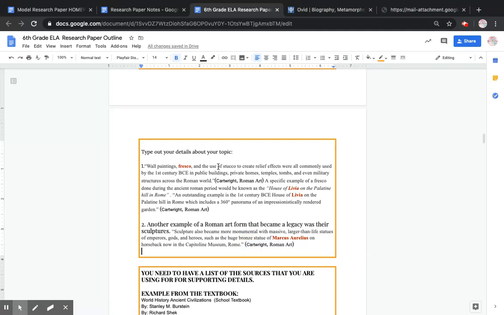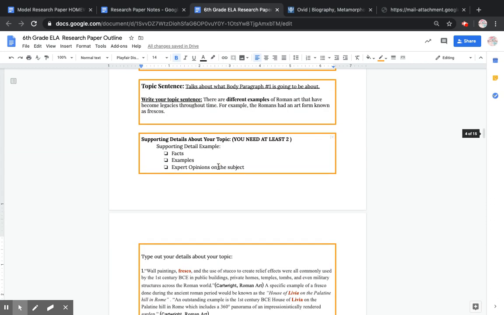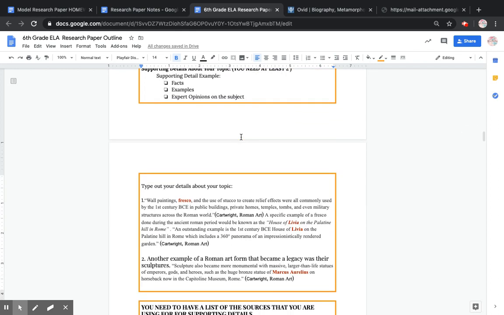So basically, I've written my first body paragraph. I have my topic sentence right here. There are different examples of Roman art that have become legacies throughout time. For example, the Romans had an art form known as frescoes. Wall paintings, frescoes used the stucco to create relief effects were all commonly used by the 1st century BCE in public buildings, private homes, temples, tombs, and even military structures across the Roman world. And I have my citation.